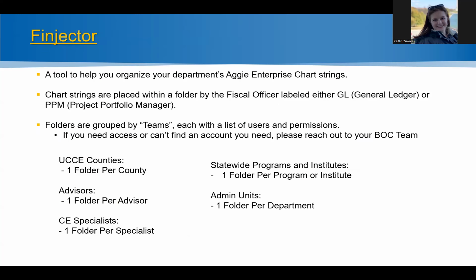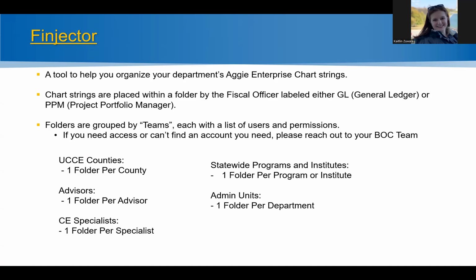Another tool to help you organize your department's Aggie Enterprise chart strings is Finjector. And this is a manual process. The chart strings are placed within a folder by the fiscal officer labeled either GL or PPM. The GL chart strings are going to show up in that yellow gold color, and the PPM chart strings are going to show up in the blue color. That's one easy way to tell them apart.